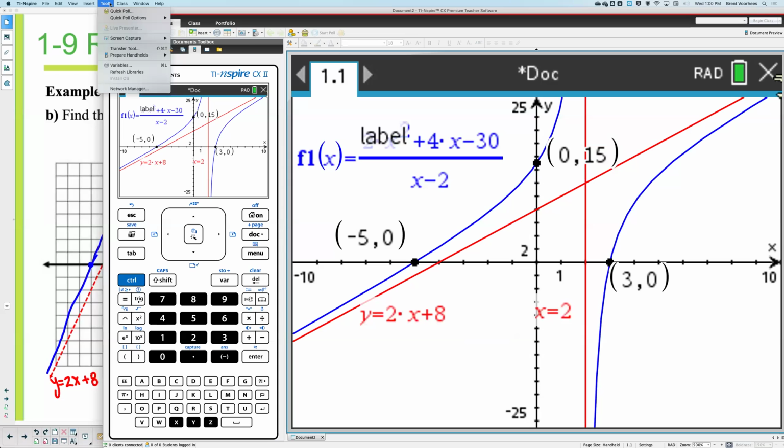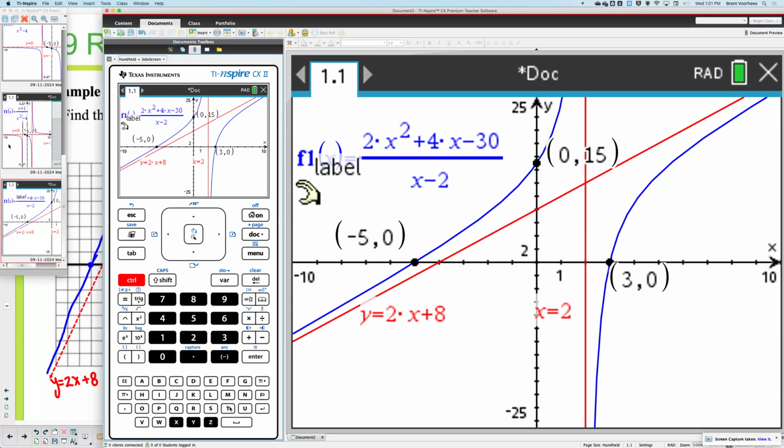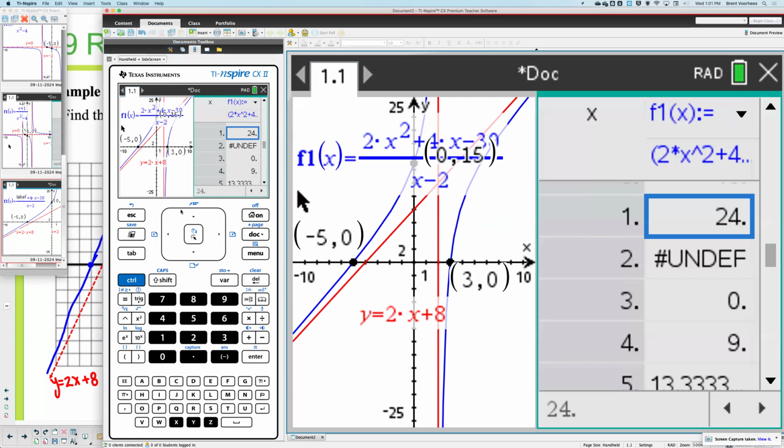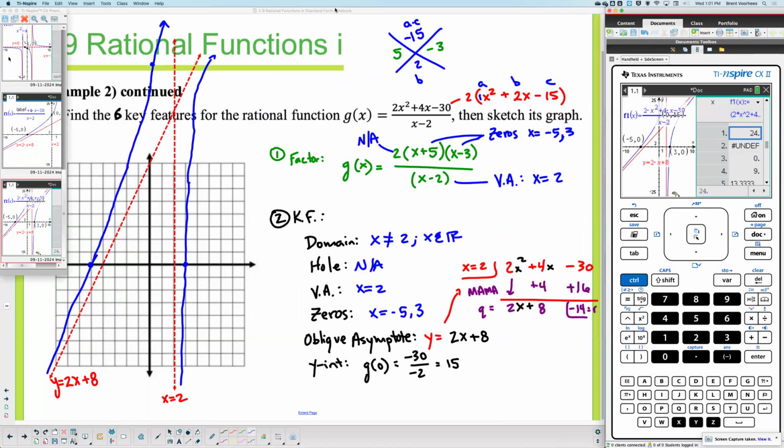Now, the next thing we could look at is, according to our domain, where was this graph not going to exist? Do you remember? Was it only 2? Yeah, and you can see here that that's where the domain does not exist. So we did do it correctly. Now, I know that was kind of a tricky problem, but such is life.